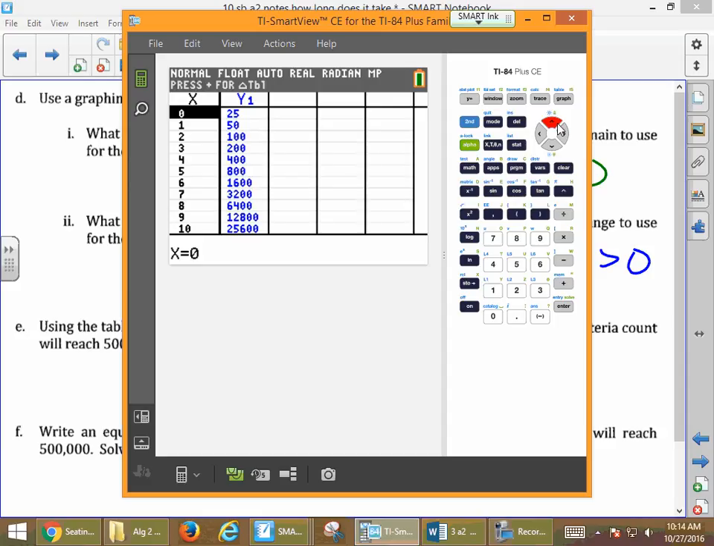Well, what we're looking for is, when will we have 500,000? And I didn't really need to go backwards because we need to keep scrolling through here. And it says, between what 2 hours will we have 500,000 bacteria? So we're looking for 500,000. And we find it here between 14 and 15.